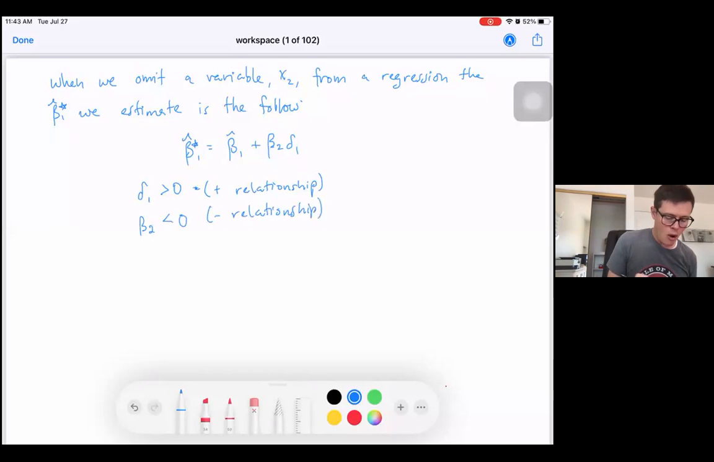So to see how our estimate will be biased, we're just going to multiply a positive and a negative together and get a negative. So we know that this bias term is negative. Our estimate is going to underestimate the true beta 1. Okay, so not too complicated.